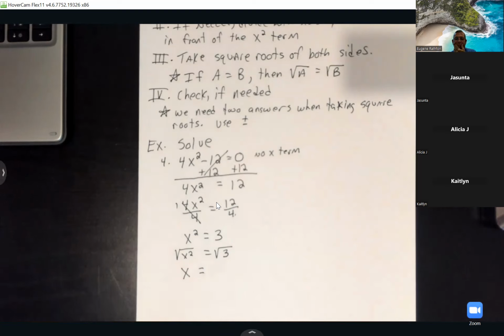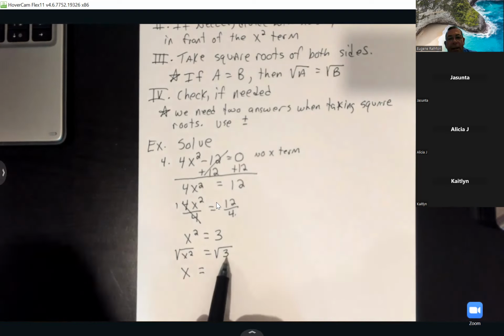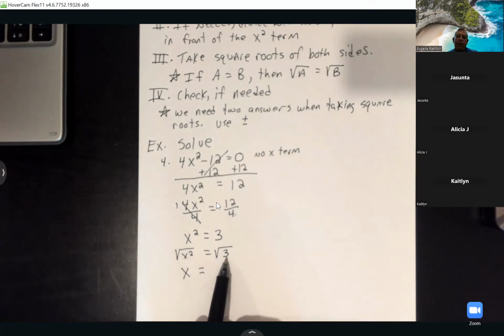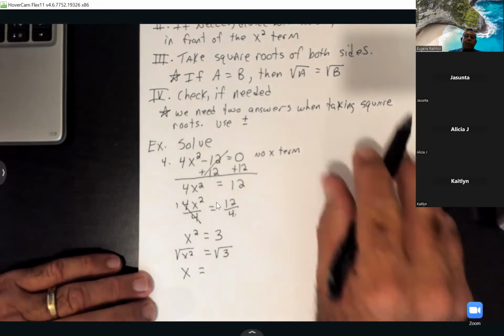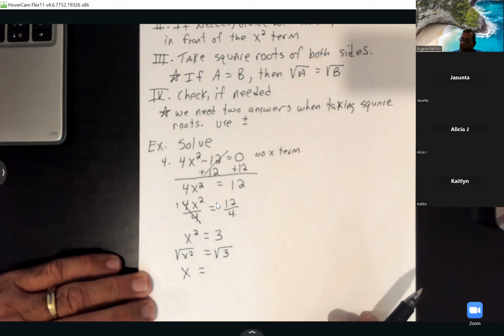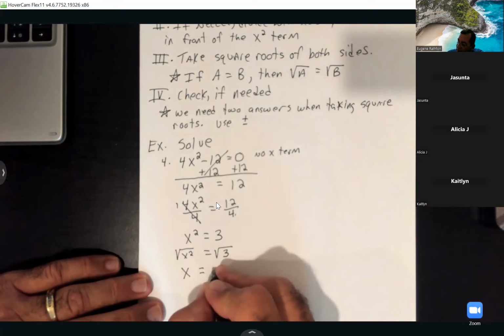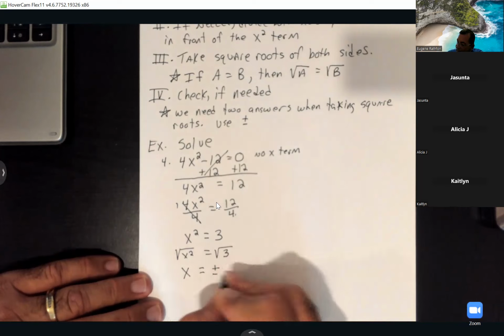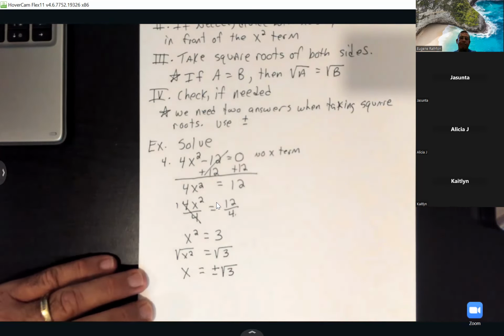Now, here's the thing. We cannot take the square root of 3 and get a number. It does not simplify because it's too small to have any perfect squares. But what we got to do is put a plus or minus in front of that square root of 3. You got to account for the positive and negative numbers from the square root of 3. So if you can't simplify the radical, you still got to have that plus or minus so that it gives you credit for having both of those answers.